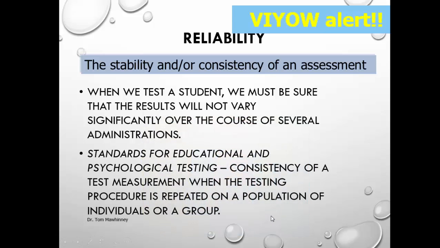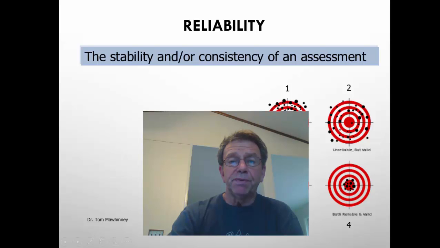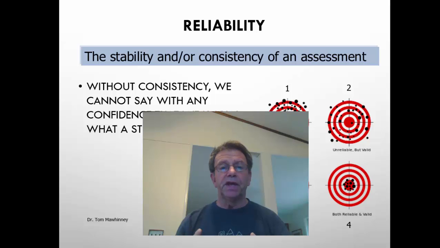This is the Standards for Educational and Psychological Testing definition: consistency of a test measurement when the testing procedure is repeated on a population of individuals or a group. And that brings us to the first type of reliability that we're going to talk about.